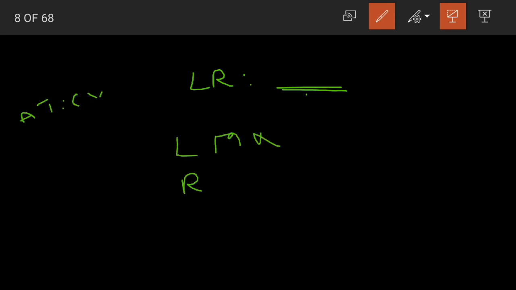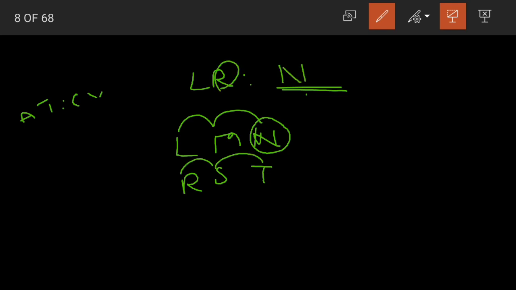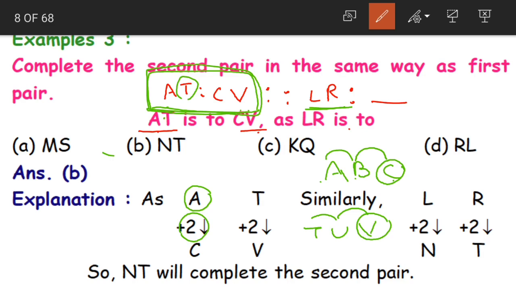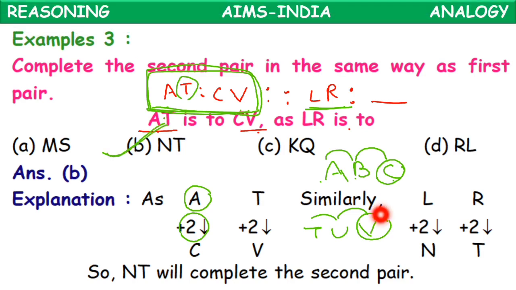Now we have LMN, RST. From L, 2 places, so N will be the first letter. Then we have R. From R, 2 places, that means T will be our second letter. So LR is to NT is our answer. AT is related to CV as LR is related to NT. What is the answer children? Option B, NT is our answer.